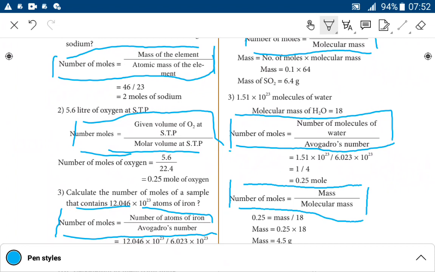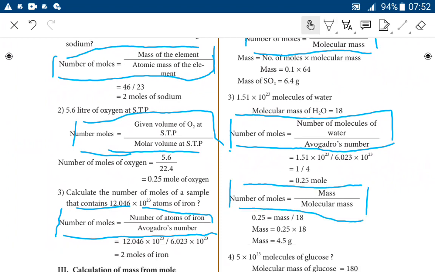What is the mass of water that we are going to calculate? So mass is equal to number of moles into molecular mass. So the number of moles is 0.25 mole. Molecular mass of water is 18. 0.25 into 18 is 4.5 gram. 4.5 gram. Whenever you write the number of moles, you have to write it using the unit mole. Whenever you write mass, you have to write it in the unit gram.